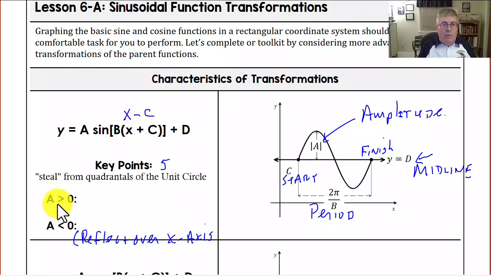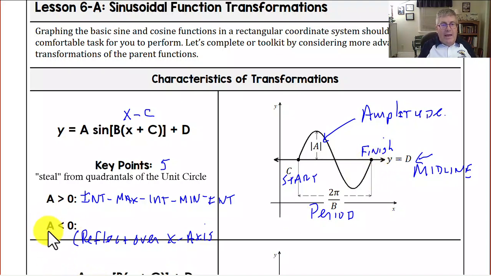If a is greater than 0, our amplitude is positive, we'll follow our parent sine function and go in the positive direction to begin with. Actually, we start at an intercept. So using our quadrantals, we start at an intercept at 0, and then it goes to the max. In sine, it's 1, back down to an intercept, to our minimum, and then back to an intercept.